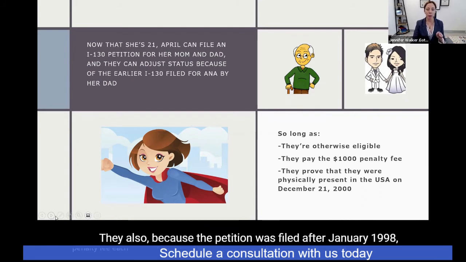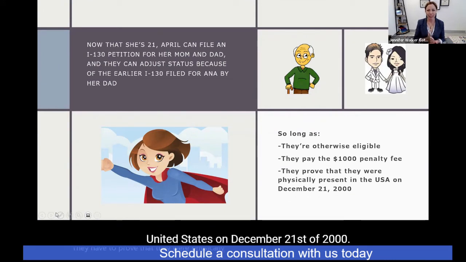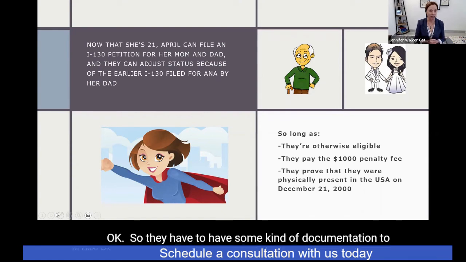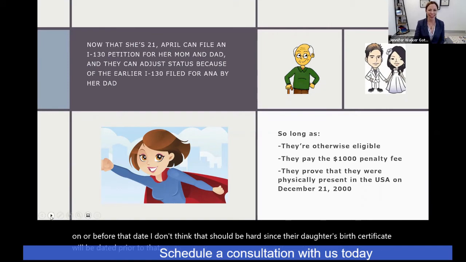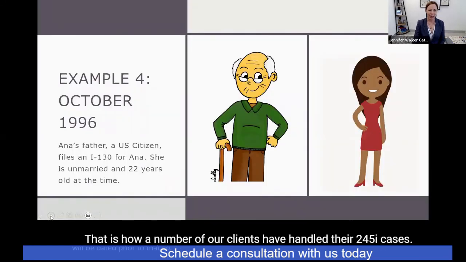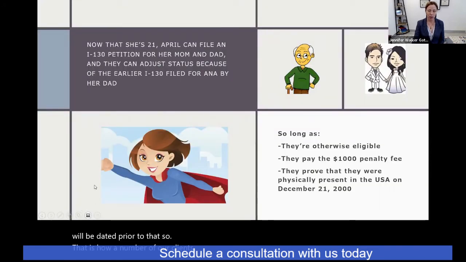They also, because the petition was filed after January 1st of 1998, they have to prove that they were physically present in the United States on December 21st of 2000. Okay, so they have to have some kind of documentation to show that they were here on or before that date. I don't think that should be hard, since their daughter's birth certificate will be dated prior to that. So that is how a number of our clients have handled their 245I cases.